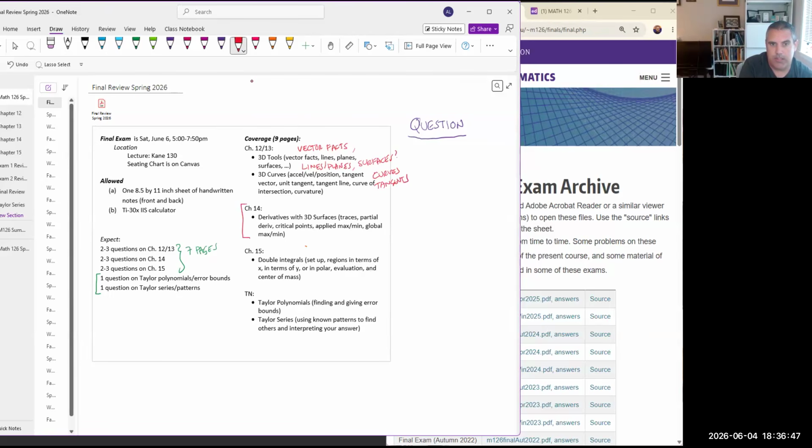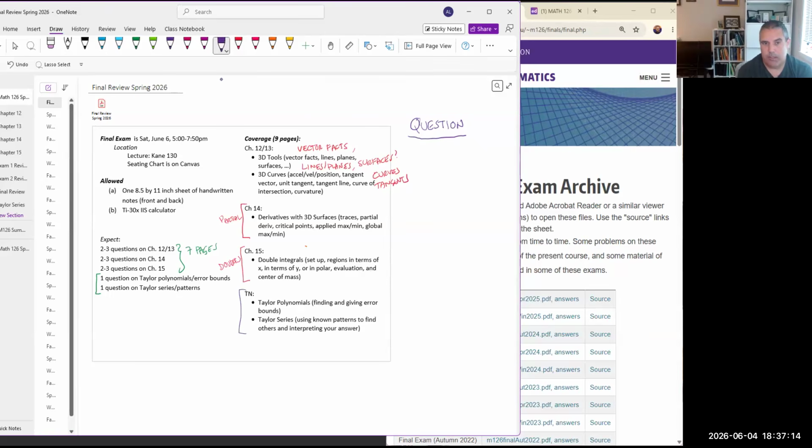Chapter 14 is about finding critical points, partial derivatives. So I don't intend this, I could definitely turn this into more talking through the topics, but I'd rather focus on problems. And then chapter 15 is setting up double integrals. You probably will have something on there, probably something with polar and something without polar. And then this is what we've been doing more recently.